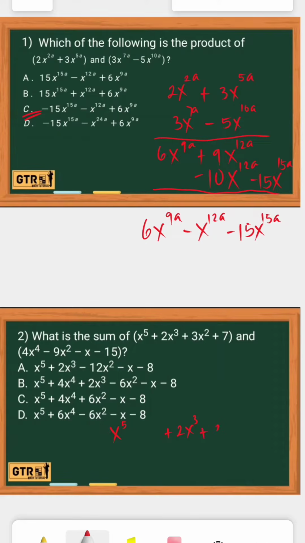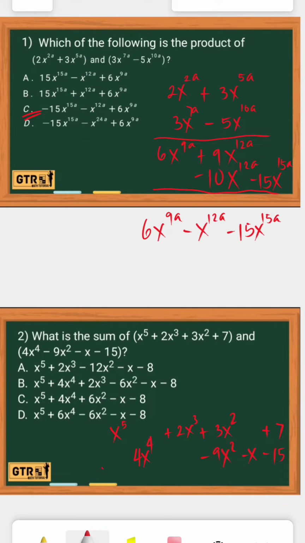Plus 3x squared. Walang x, so lagay din tayo ng space para sa x, so plus 7. Then arrange din natin yung 4x to the 4th, so itapat natin sa x to the 4th, walang x to the 4th sa taas, so dito lang natin siya ilagay. 4x to the 4th, then minus 9x squared, itapat natin sa x squared, then minus x, walang x sa taas, so lagay lang natin dito, minus x, and then minus 15.